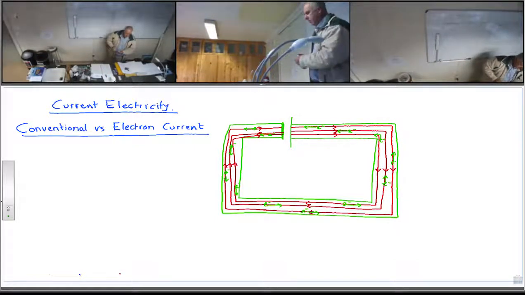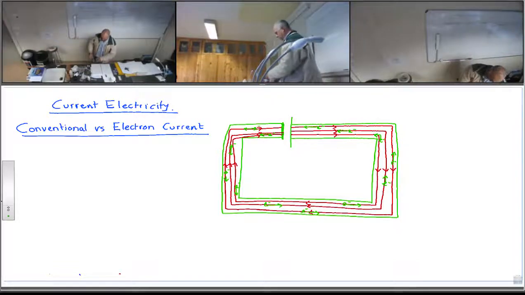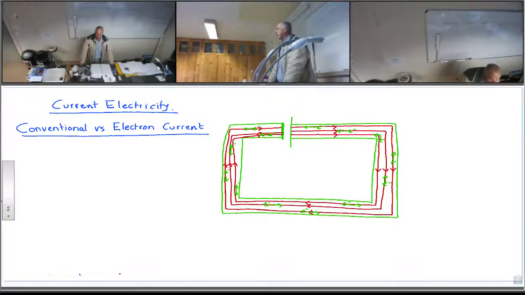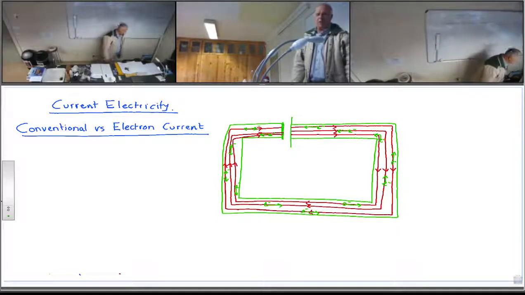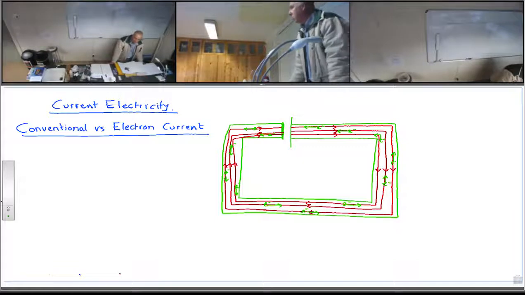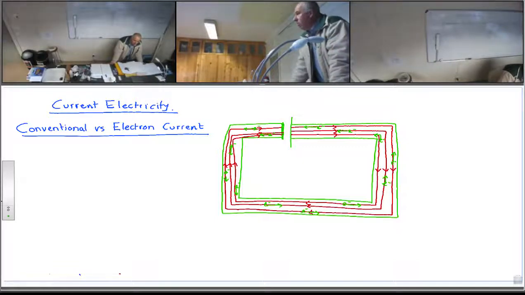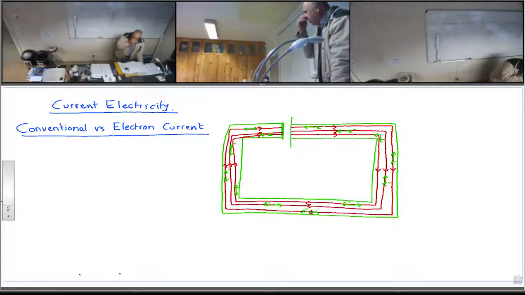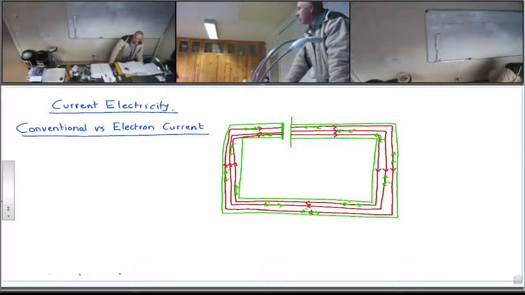Conventional versus electron current. How many different types of electricity do you get? Two types. What are they? Oh, what are the two types that you think? It doesn't matter if you don't know the names. Non-moving or moving. So current electricity or static electricity, yes. Okay, that would be one way of looking at electricity. You get the moving type, the current electricity, and you get the static electricity. Any other types of electricity? Yes.